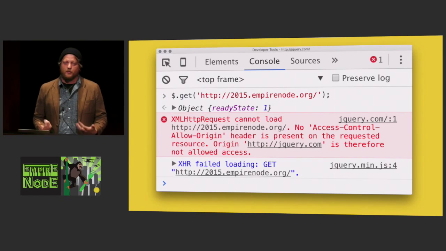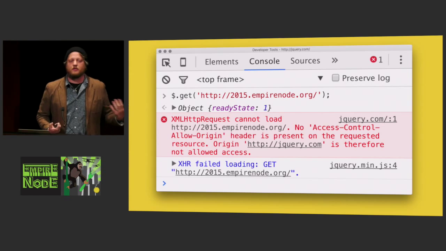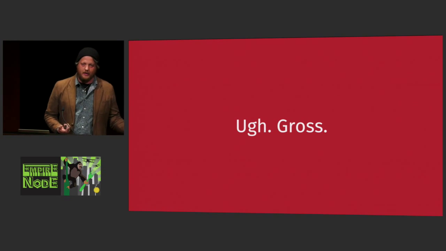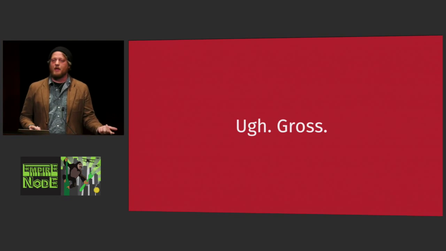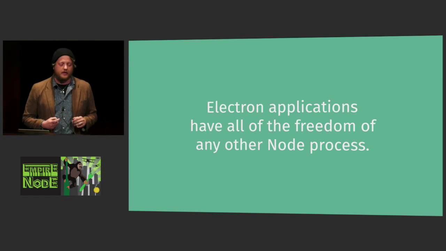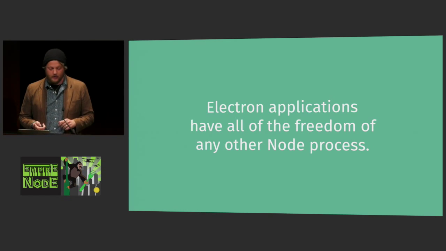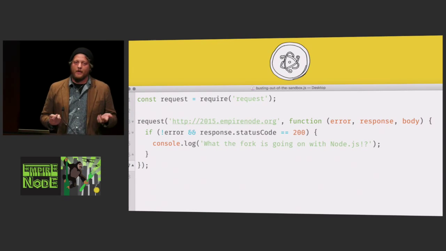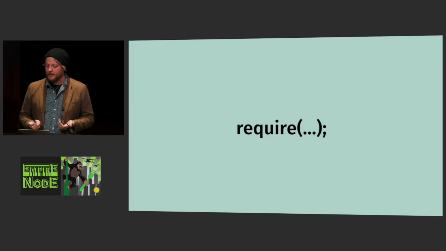And that means that normally if we wanted to get a resource from an external service or external API, we'd have to round trip back to the server, have the server do it, then send that back to the browser so we can begin to work with it. Again, Electron applications have all of the freedoms of any other Node process, which means there's nothing stopping us from grabbing the request library and firing off a request to a third-party domain.